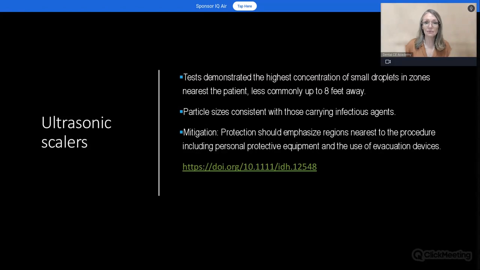To mitigate when we're using ultrasonic scalers, we should emphasize initially the regions nearest to the procedure, including using our PPE, so eye protection, mask, face shield, and the use of evacuation devices. And I can't emphasize enough the need to cover your hair. I know it's not beautiful and glamorous, but there are some hair bonnets out there that are kind of stylish. The reason is the amount of aerosol that you're exposed to.